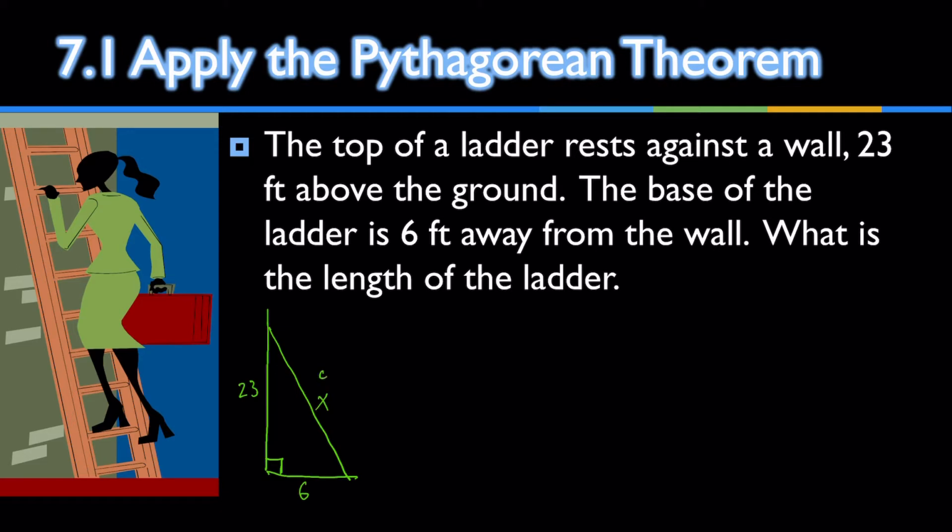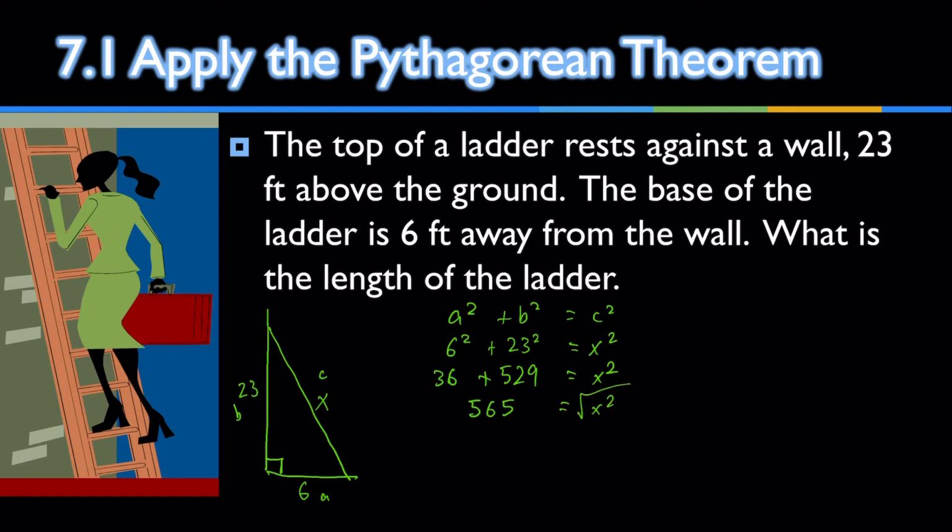X in this case is the hypotenuse, so my sides, the legs, are a and b, the 6 and the 23. Make sure the hypotenuse is always the c. A is 6, b is 23, x is c. So 6 squared is 36. 23 squared is 529. 36 plus 529 is 565.